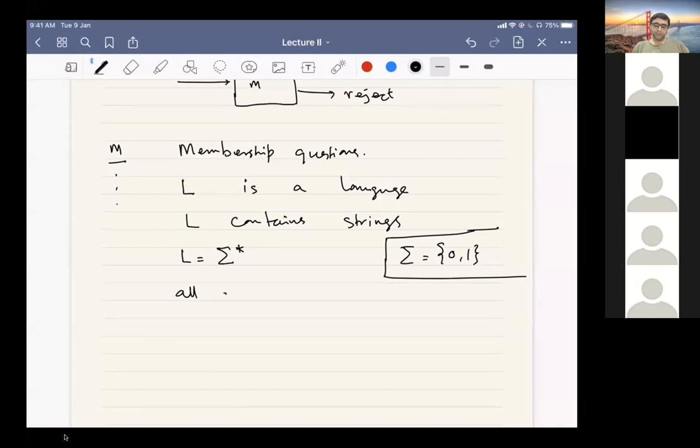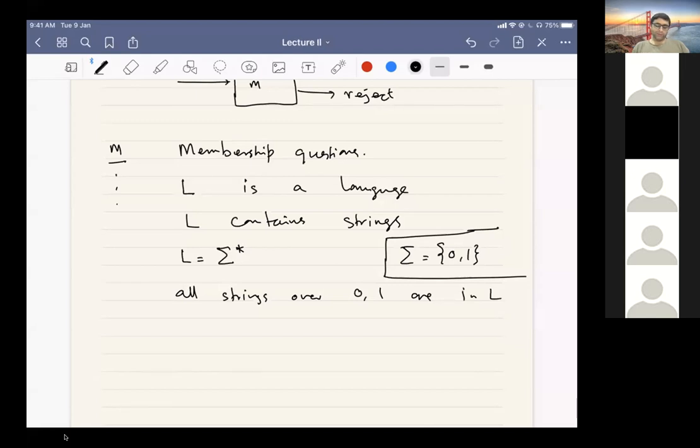All strings over 0, 1 are in L. All possible binary strings that you can think of are in L, right? So for every possible binary string that you can think of, it is in L, right?